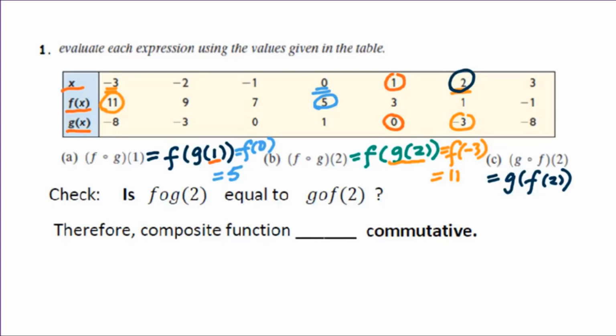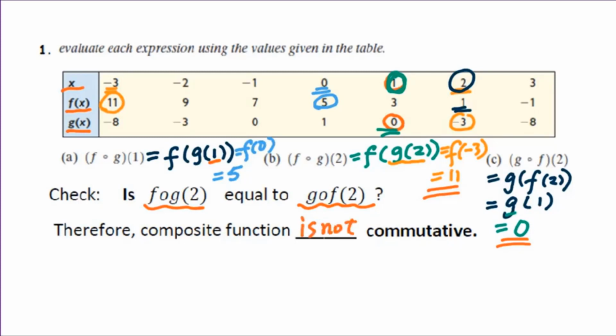Then find the f function, that is 1. So we got g of 1. Then we go to 1, that's over here. Looking at the g function, that's 0. So it equals 0. Check: is f of g of 2 equal to g of f of 2? Definitely, they are not equal to each other. Therefore, composite function is not commutative. You cannot switch f and g to get the same answer.